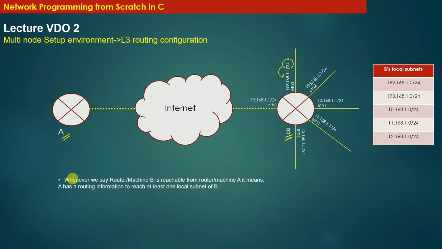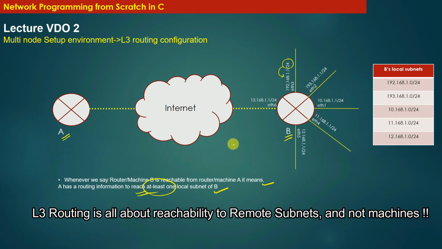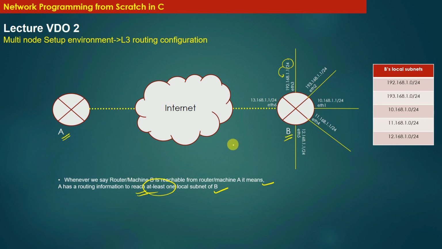Having said that, whenever we say that router or machine B is reachable from another router or machine A, it simply means that A has the routing information to reach at least one local subnet of B. Note the words at least. As long as A knows how to reach at least one local subnet of router B, we can say that A can reach B, or B is reachable from A. So it's all about reachability of subnets and not particularly machines. A can reach B as long as A knows the next hop information to reach destination D, where D is any local subnet of B.